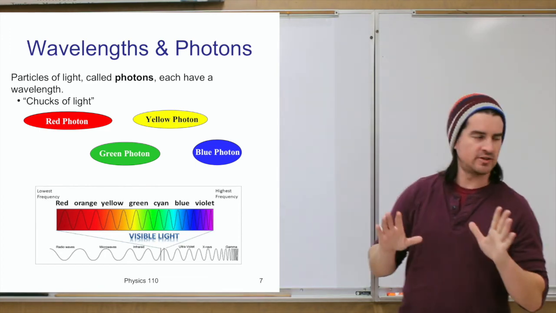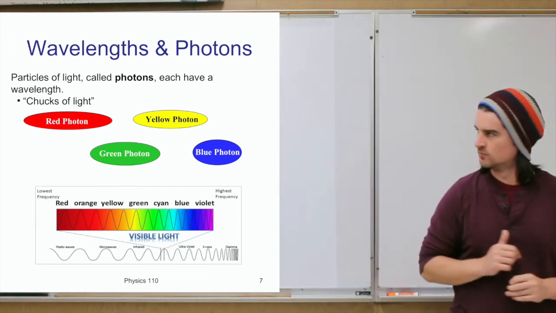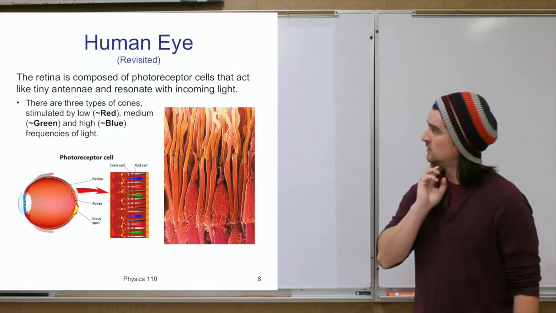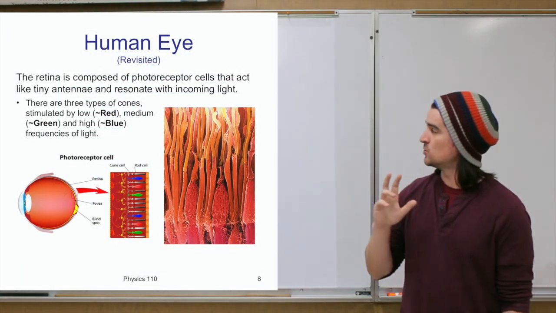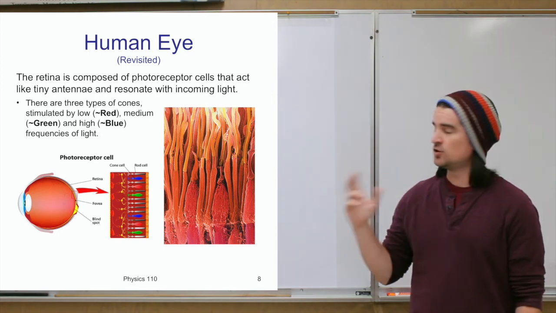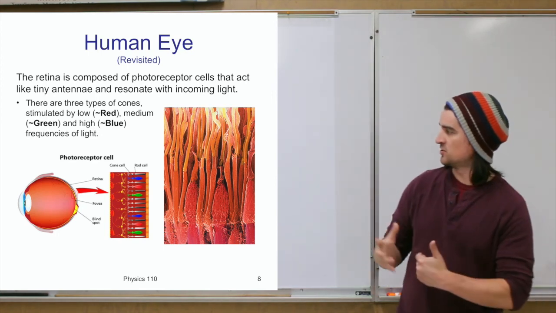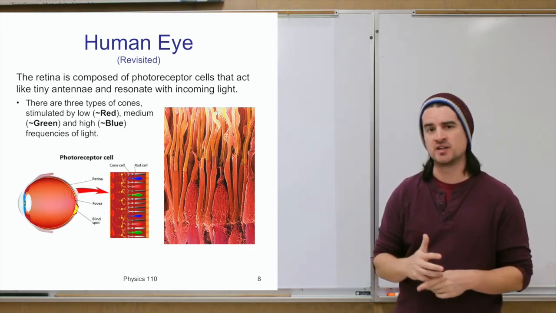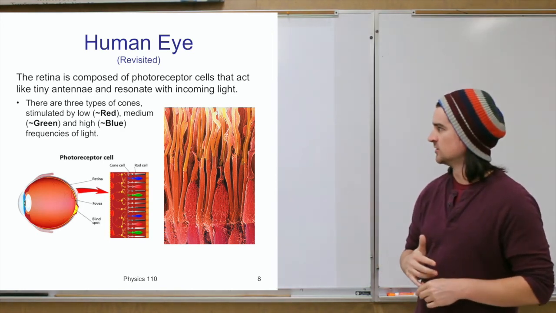Okay, so not much more on that right now, but more to come later. All right, so getting back to the human eye, we can now revisit the human eye after thinking about light a little bit more, and the different colors that make up visible light.